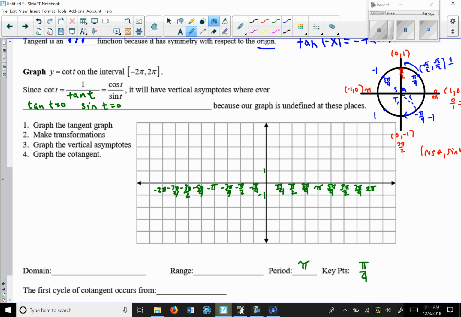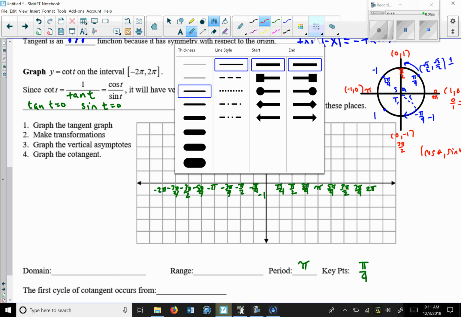So for our graph, you can graph this thinking about how cosine over sine is what we're looking at now. So basically everywhere sine is equal to 0, we know that we're going to have asymptotes. So we could go ahead and look at that. You could also graph it by graphing the tangent graph and then making the transformations, if that helps too. So two different ways of looking at this. So I'm going to go ahead and graph our tangent graph first, just so we can take a look at what it looks like. So I'm going to graph this in red.